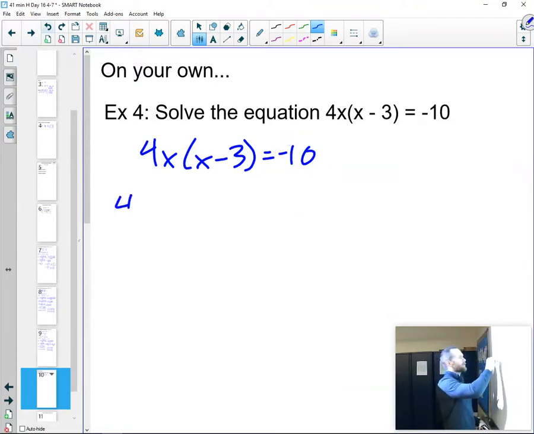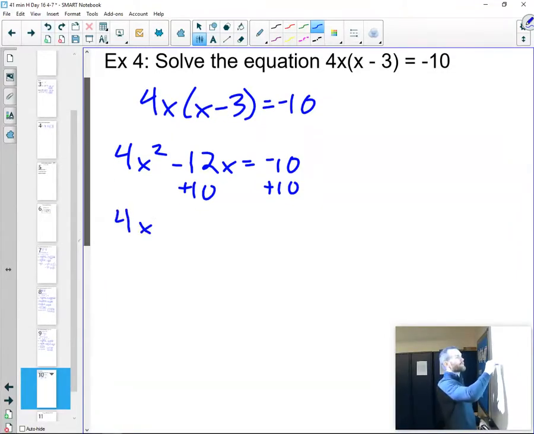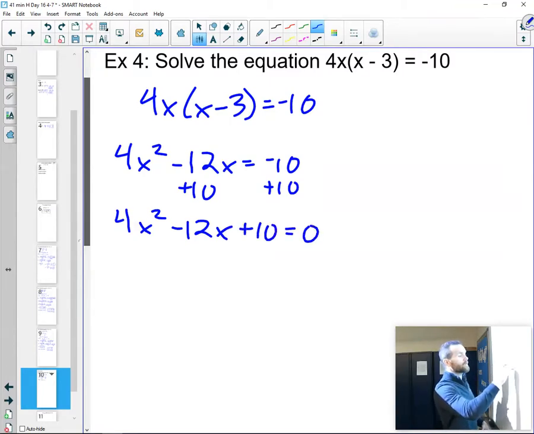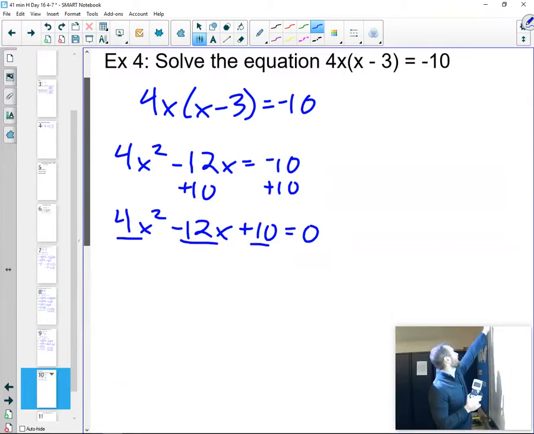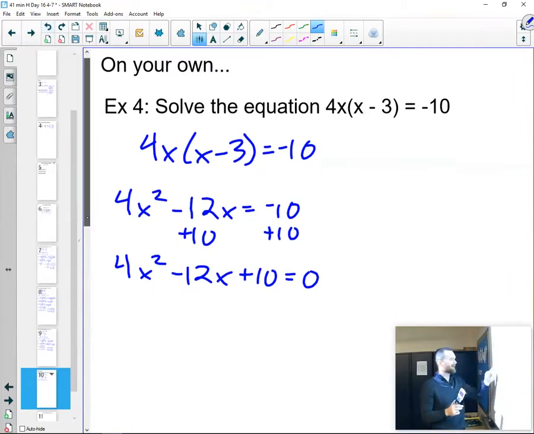So 4x times x is 4x squared. 4x times negative 3 is negative 12x equals negative 10. Then we can add 10 on both sides and get 4x squared minus 12x plus 10 equals 0. Now here, we actually could factor out a GCF, like divide each of these by 2. We don't have to do that, though. It doesn't really make a difference. It'll make the numbers a little easier to deal with, but I think we can handle it.